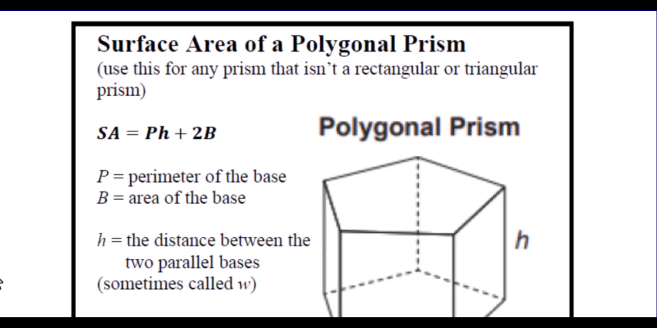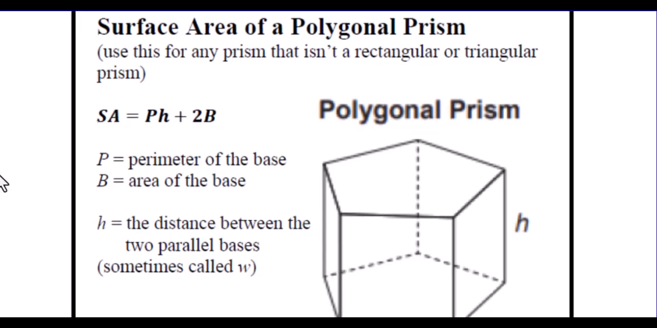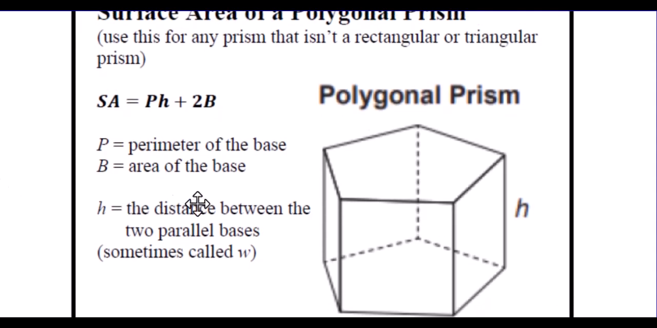Capital B represents the area of the base. We saw that in our volume formula. Again, H is the distance between your two parallel bases. We also sometimes call this W. So for the examples we're going to see, we're going to be giving you the perimeter of the base and the area of the base.